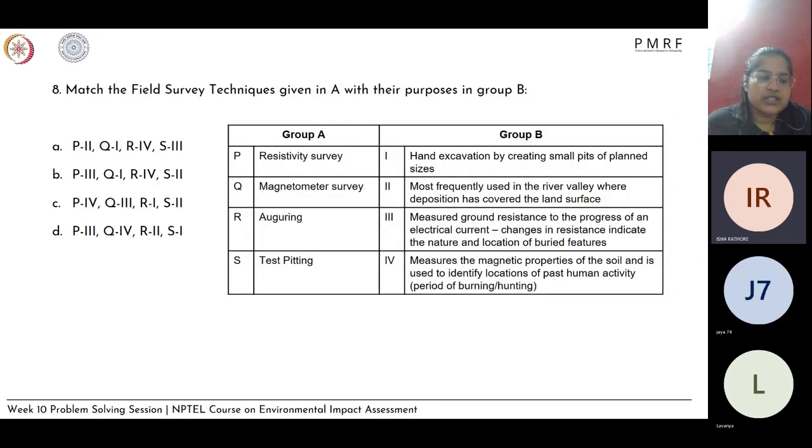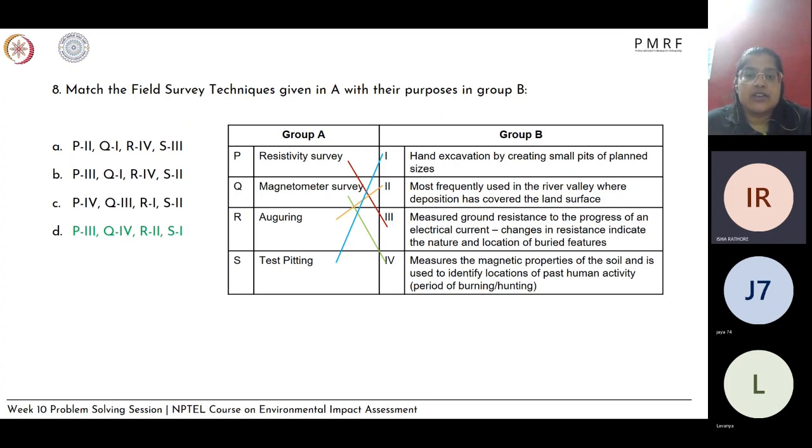So moving on to question 8, which is to match the field survey techniques given in A with their purposes in group B. Okay, so the correct answer is D. That is, resistivity survey is used for measuring the ground resistance to the progress of an electrical current. That is, changes in resistance indicate the nature and location of varied features. So P matches with 3.